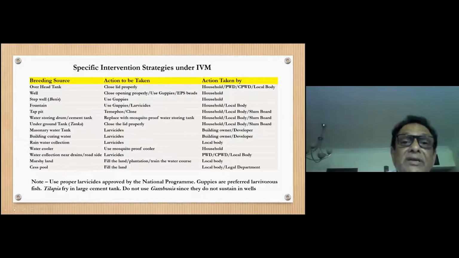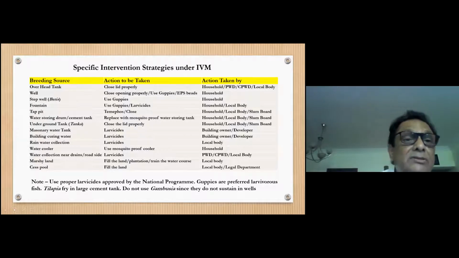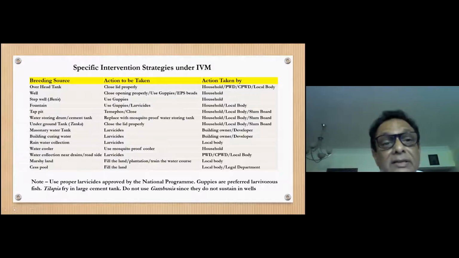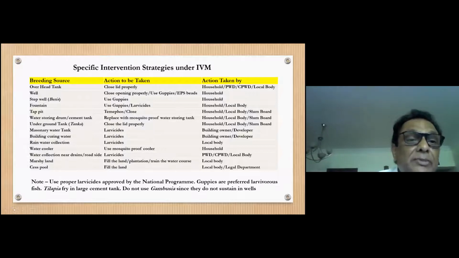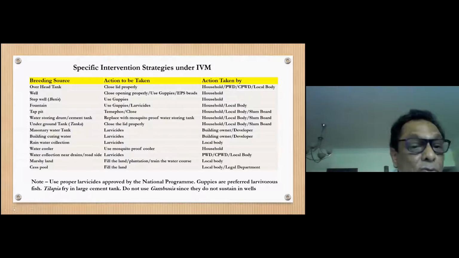So I have mentioned a specific intervention strategy under IVM. And if you talk of Stegomyia, since my talk is on Stegomyia, you can see the major breeding sources will be overhead tanks, then wells, step wells, fountains, tap pits. Tap pits I have found in many places in Karnataka, Bellary district, and North Karnataka, where there is water scarcity, and people dig a kind of pit at the tap, what are the water sources, and from there they make a water tank, and that becomes a very, very big problem. And then underground sumps, machinery tanks, building curing water, rainwater collection, water coolers.